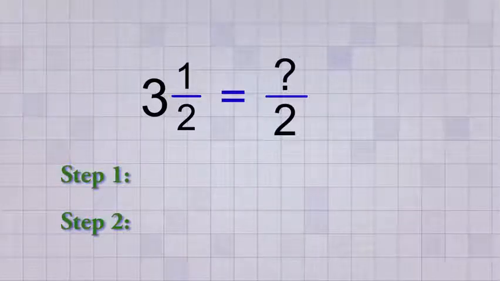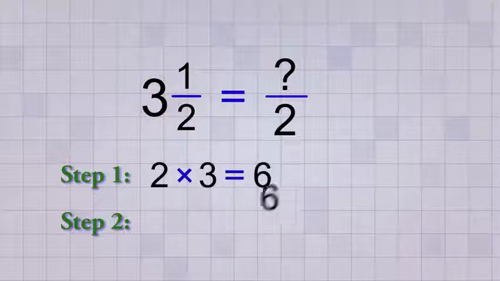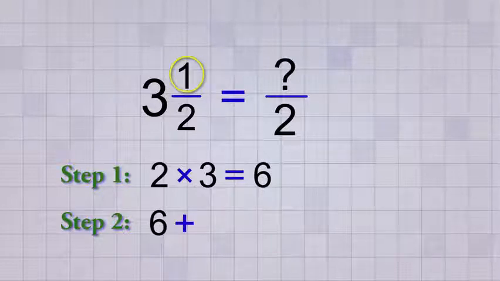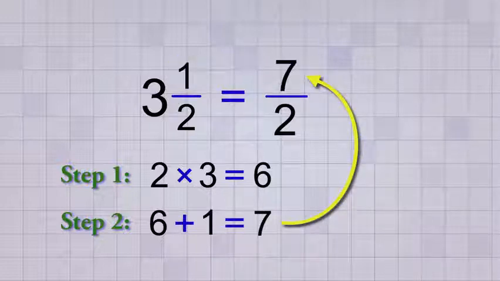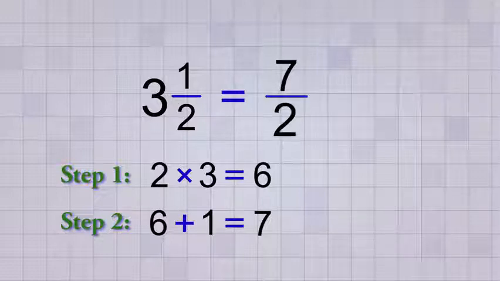First, we need to multiply the bottom number of the fraction, 2, by the whole number part, which is 3. So 2 times 3 gives us 6. Next, we take that 6 and add it to the top number of our fraction, which is 1. So 6 plus 1 equals 7, and that's the top number of our improper fraction. So 3½ is the same as 7/2.